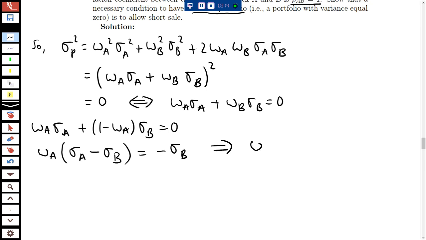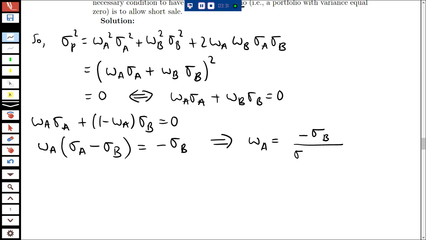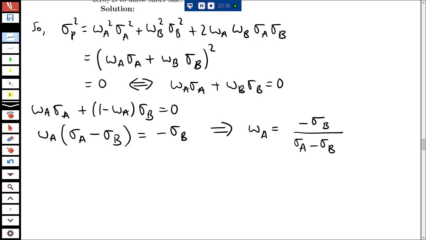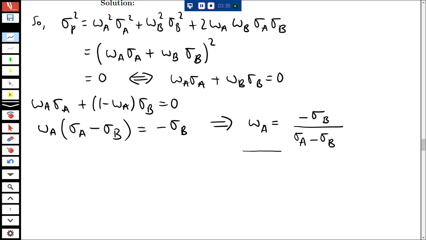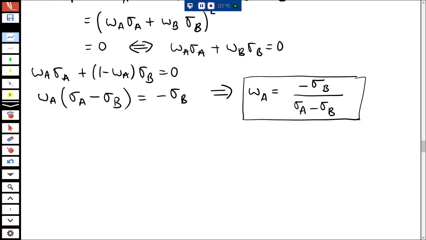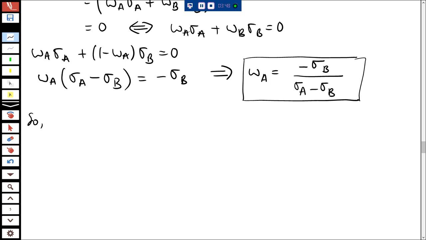We find that if the portfolio has 0 risk, then the weight in stock A is minus sigma B over sigma A take away sigma B. Okay, on first look, you might guess it's negative, but we don't know that. The top and the bottom of the fraction might both be negative. Okay, so we got omega A.